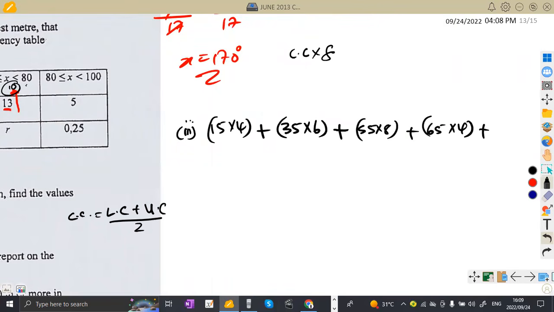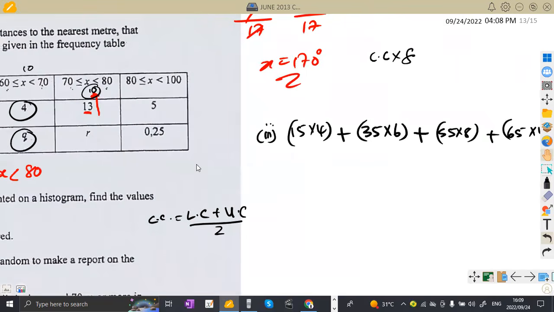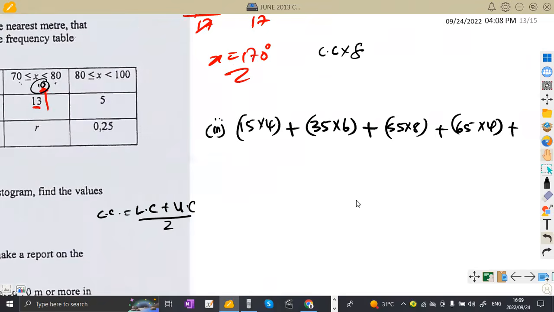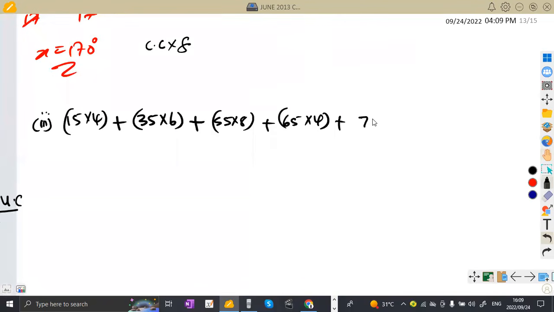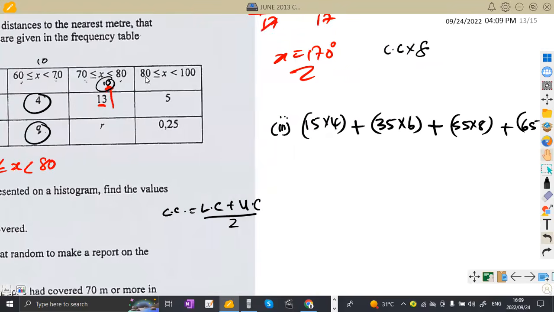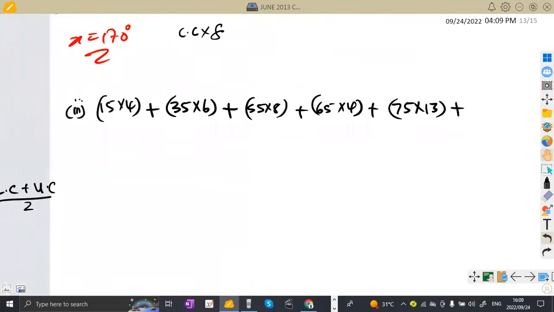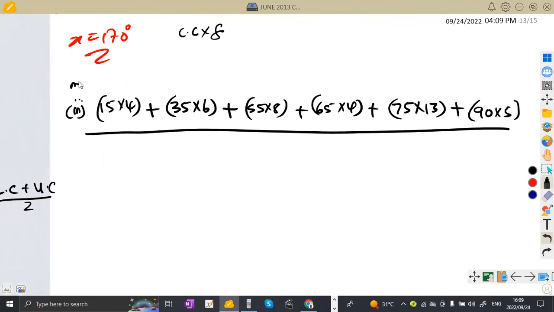You move on to the other class of 70 to 80, which is 75. 75 times the frequency, which is 13. Plus, you move on to the last class, from 80 to 100, which is going to give you 90 times 5. So everything, that's your mean. Mean is equal to this over the total frequency.